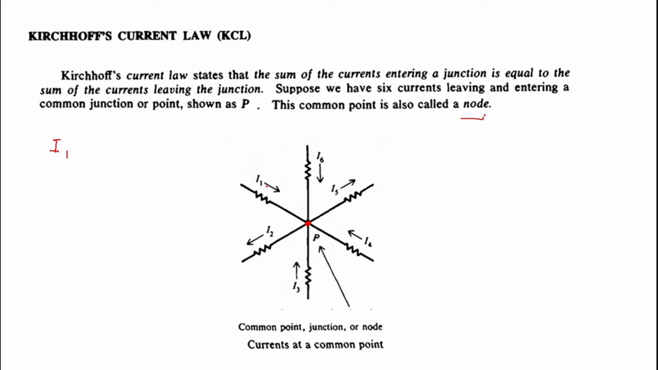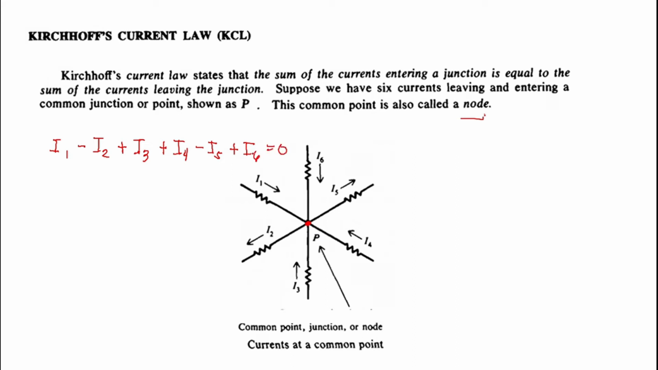Okay? Now, I1 is entering the junction, positive; leaving the junction, negative, I2. Its arrow points out of the node. And then I3 is entering the junction, so plus I3. I4 is also entering the junction, so plus I4. I5 is leaving the junction, minus I5, and then I6 is entering the junction, so plus I6 is equal to 0.